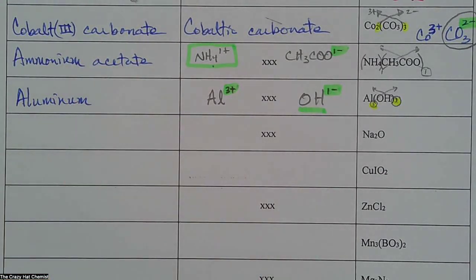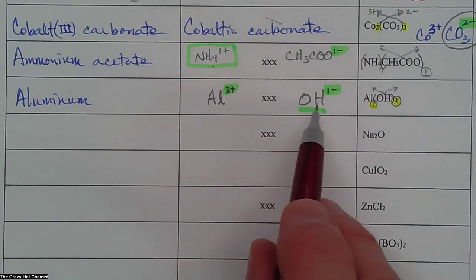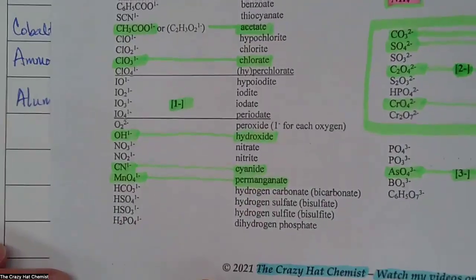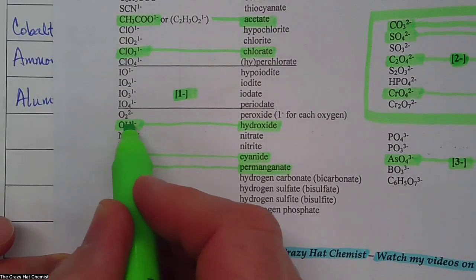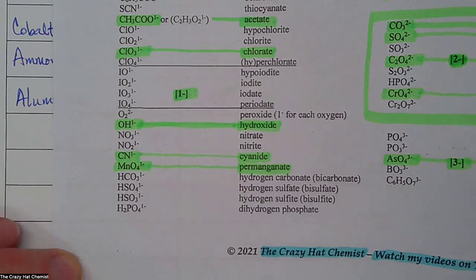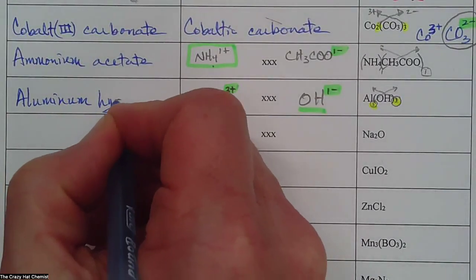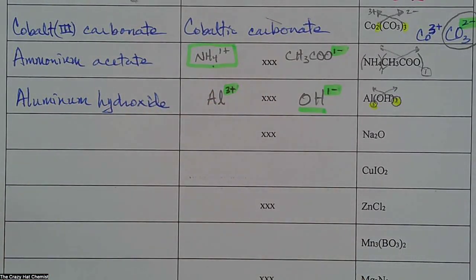Aluminum. Then I need to find an OH. This is a polyatomic ion because it has 2 capital letters. It is in the 1 minus category. We've actually found this before and used it before, and that is OH 1 minus. That is called hydroxide. So we'll write that down. So the name of this compound is aluminum hydroxide. Hydroxide, aluminum hydroxide. Perfect.